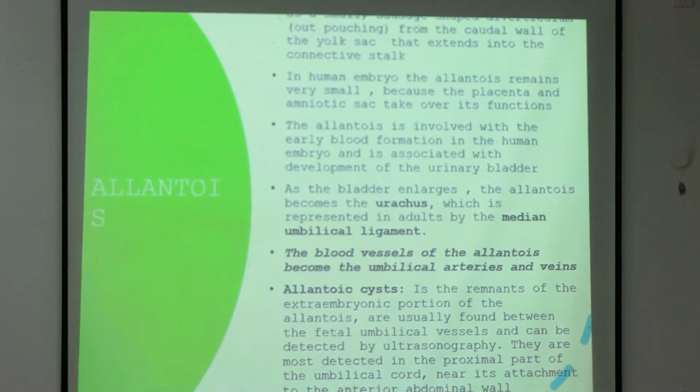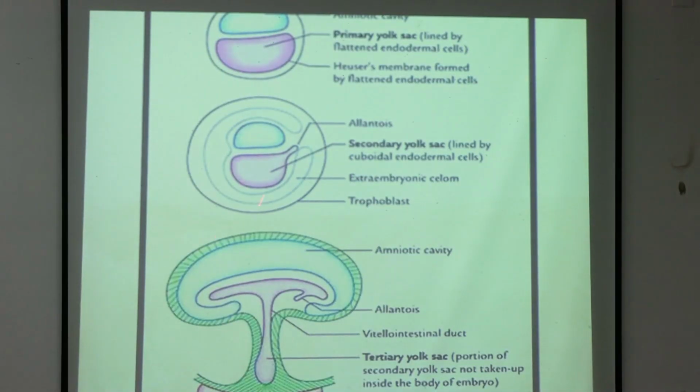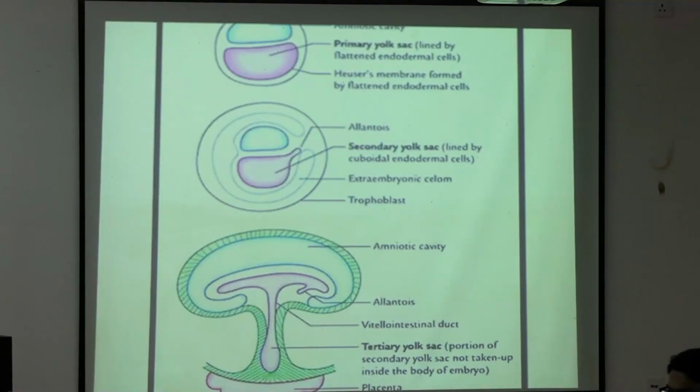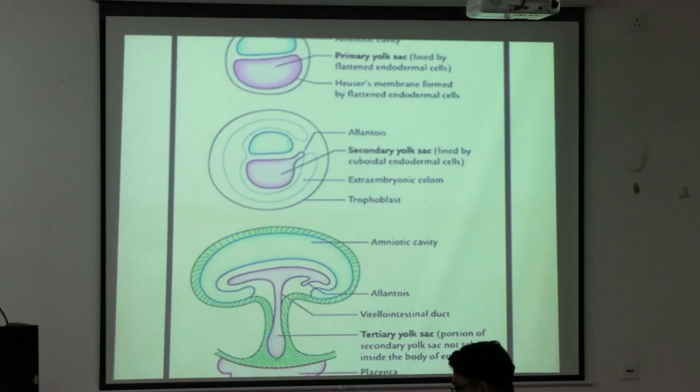Now, allantois is irrelevant in human fetus. This is the yolk sac. From there, a small protrusion is created, that is called the allantois, and then it is called the secondary yolk sac. Allantois basically formed urachus of the urinary bladder, and in adult humans, it is known as the median umbilical ligament.